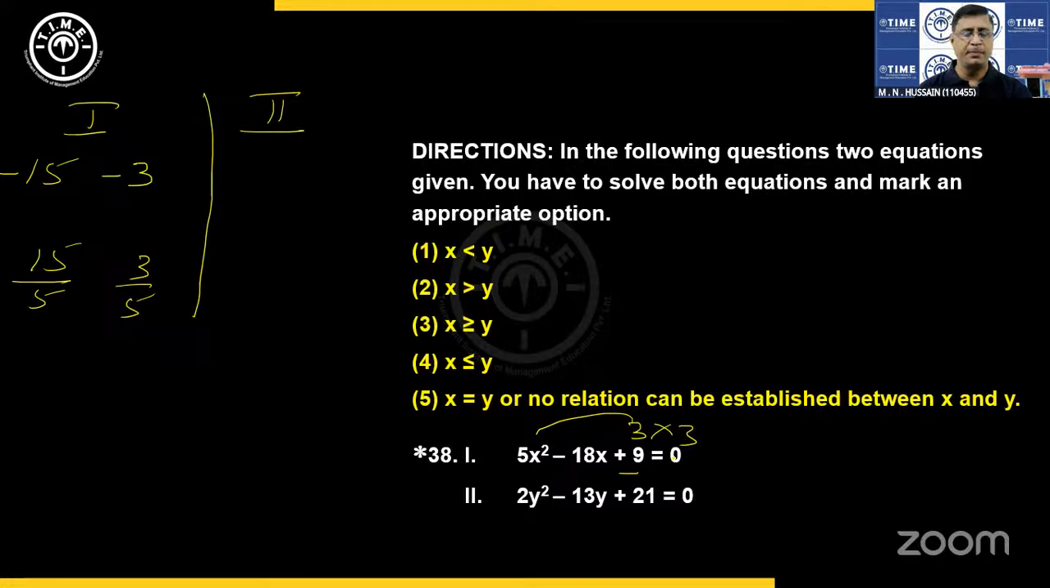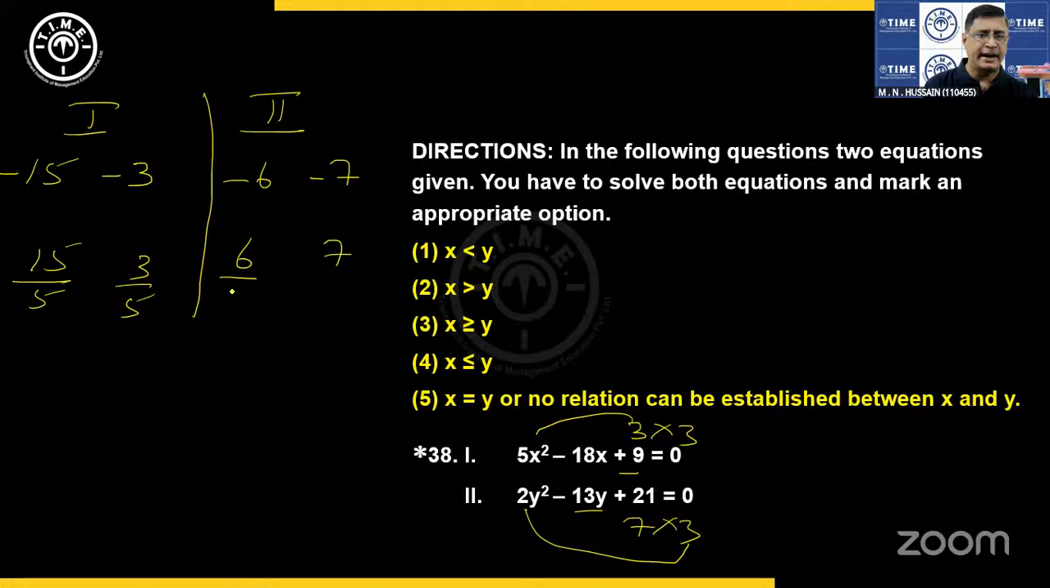Now look at the second one. Here 7 into 3. How to get the middle value? Now 2 into 3 is equal to 6. 6 plus 7. So minus 6 minus 7. What about the roots? 6 by 2, 7 by 2. By doing cross multiplication, 2 times 15 and 3, that is 30 and 6. 5 times 6 and 7, that is 30 and 35.